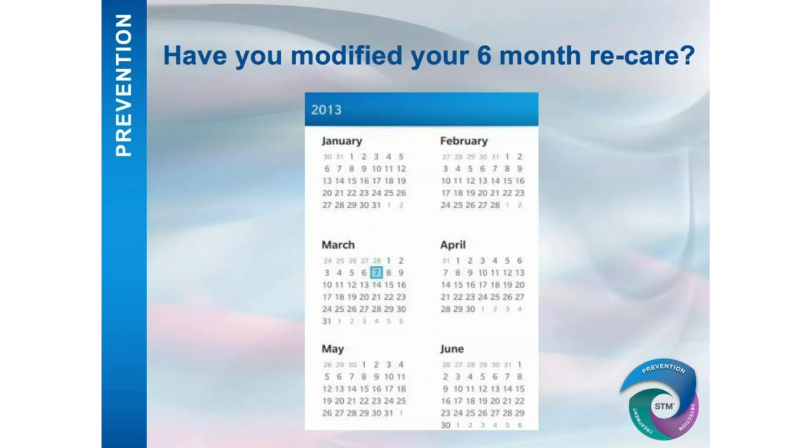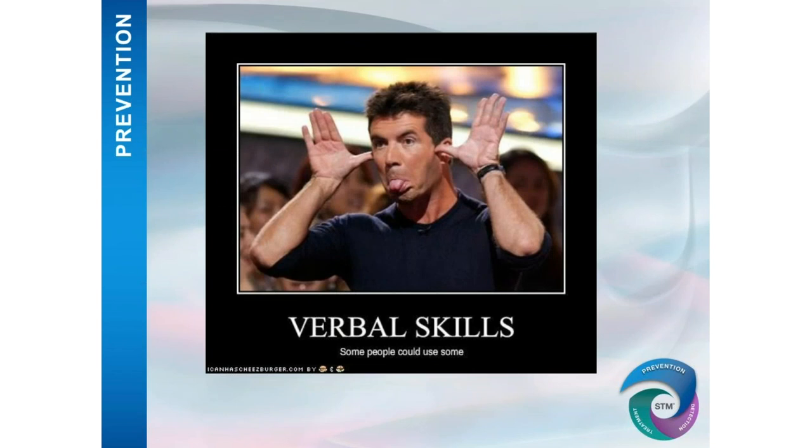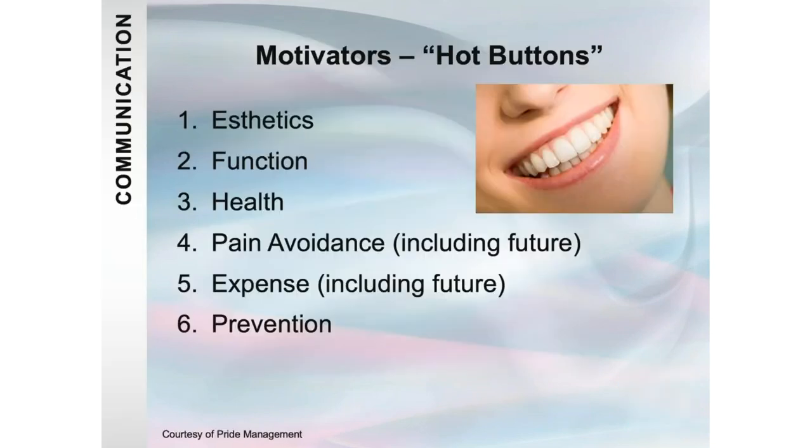Because if your patients are coming in every 6 months, we know that they need to come in every 3 to 4, because otherwise the perio, that disease process can come back. But even those patients who are on a 3 to 4 month recare, what are you doing with those patients? And it's important to know how to talk to a patient.